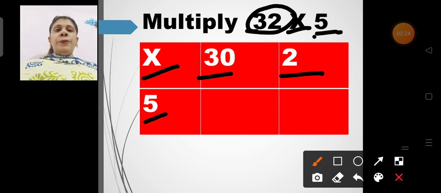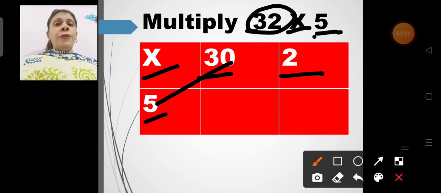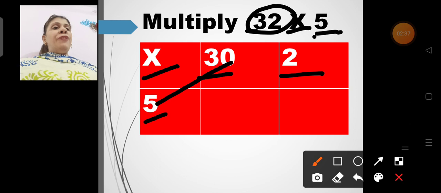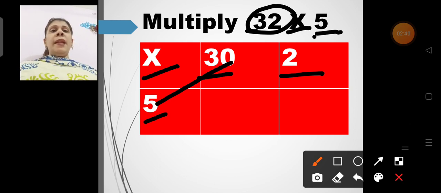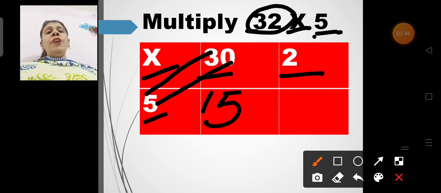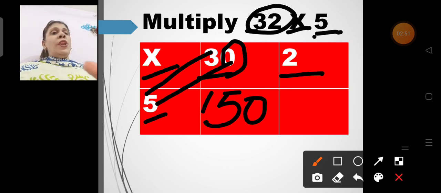Now children, once you have arranged the numbers, you are going to multiply. First you are going to multiply this 30 by 5. I taught you in yesterday's session that if you don't know the 30's table, first you multiply 3 fives. So 3 fives are 15. Now your 0 is left, so this 0 you will write here. So when you multiply 30 by 5, you get the answer 150.